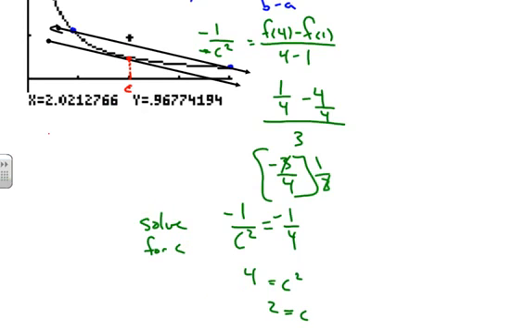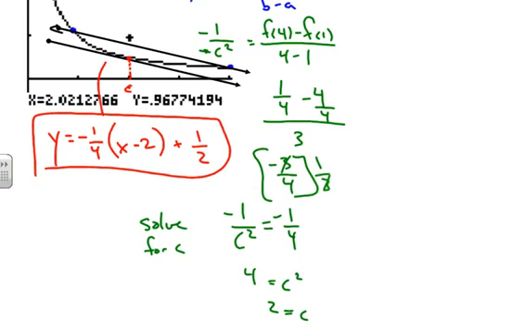If I want to find the equation of that tangent line, I can use my slope of negative 1/4. I have my x minus 2. I can find my y value by plugging 2 into there, so it's 1/2, and that's the equation of that tangent line right there. I'll make it red, and there it is.